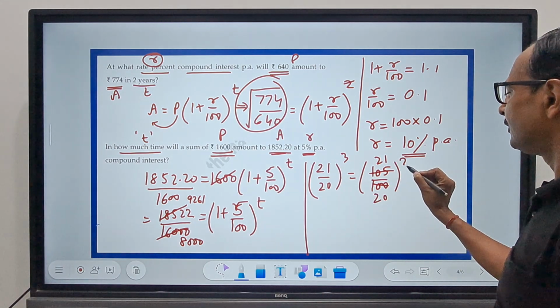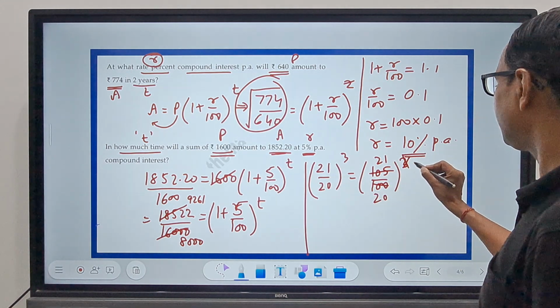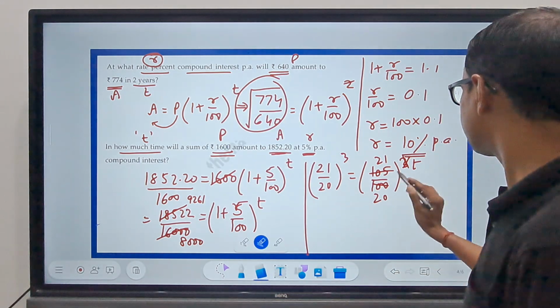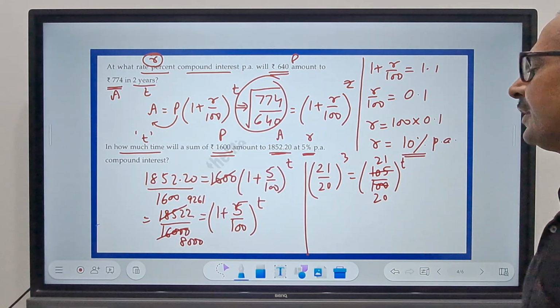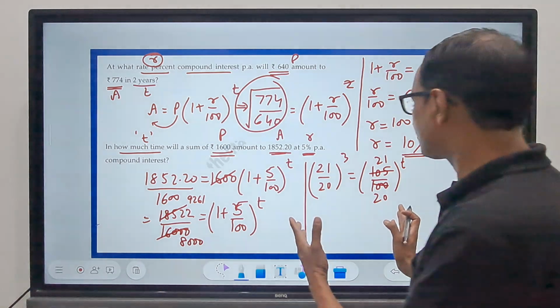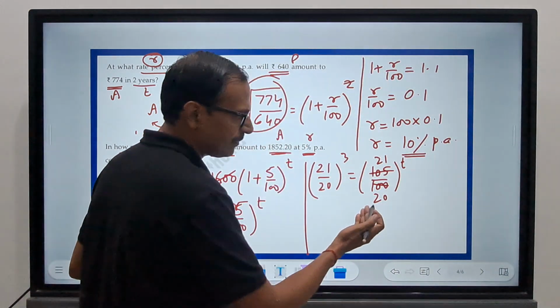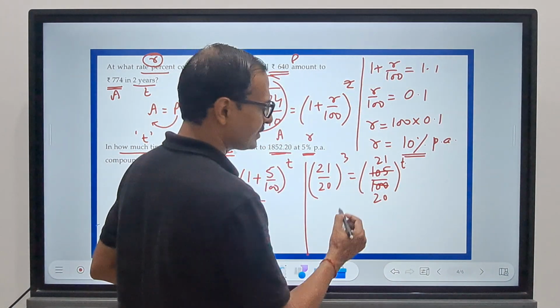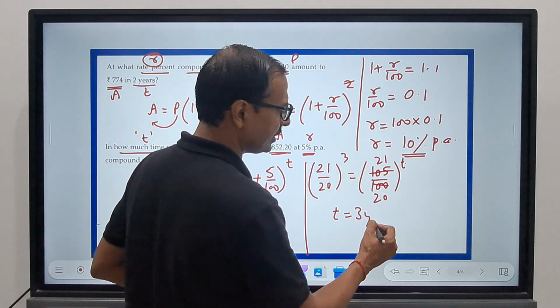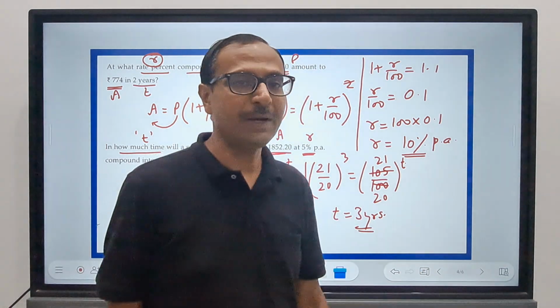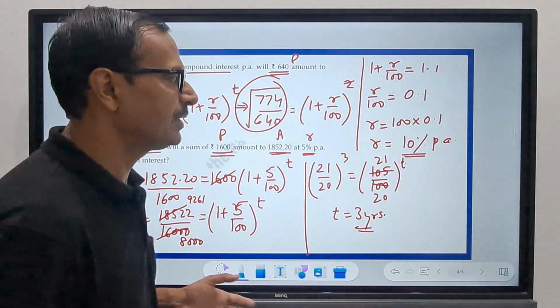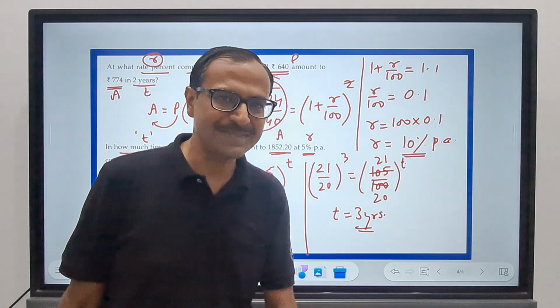So whole cube. Not whole cube, this is power t, right? Let's erase this. This is t, right? What happens to the base now? The base is exactly the same, and so I can equate the powers. So the time is 3 years. The calculation is not difficult, but the way you handle the calculation is what matters in the exam.